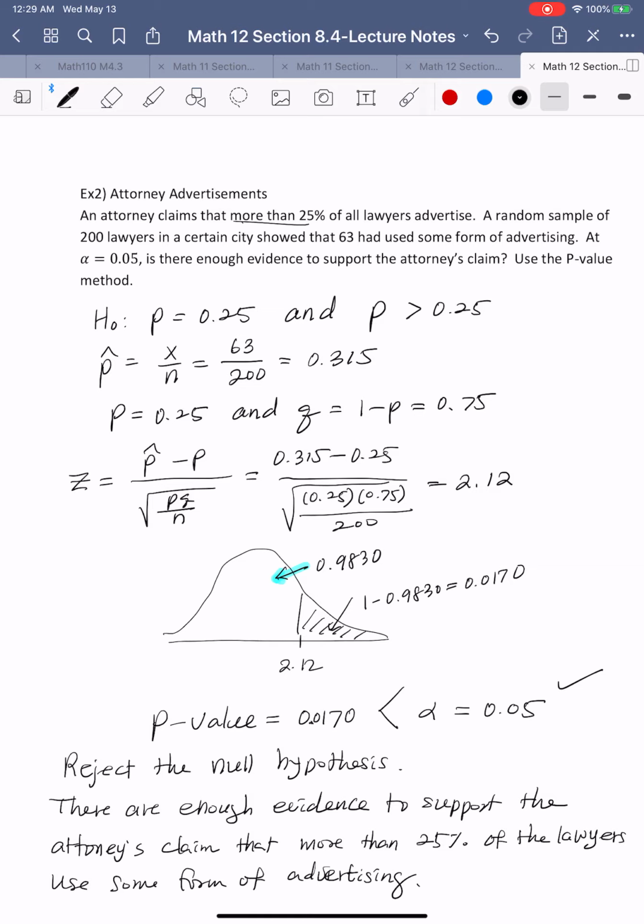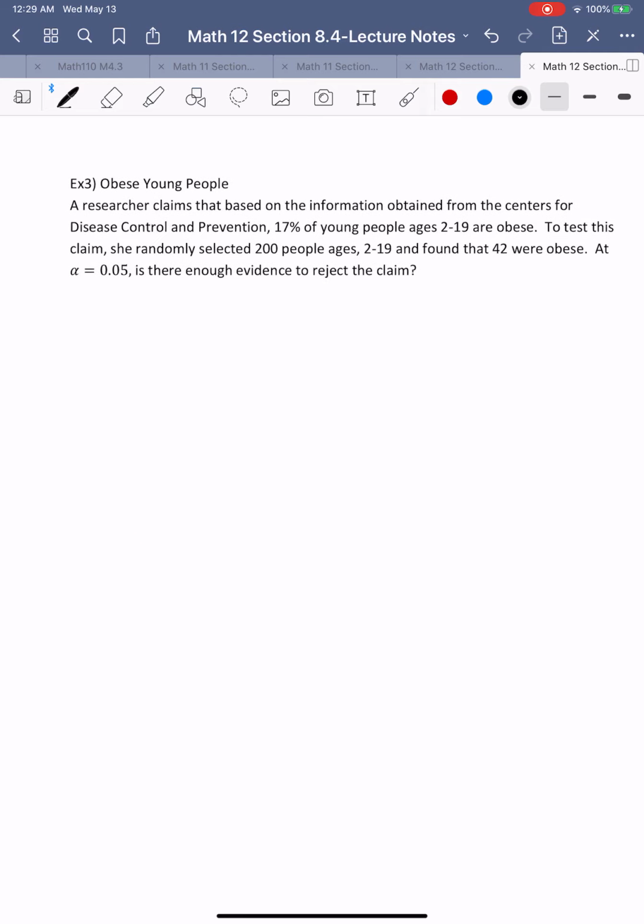Okay, all right, let's do the last problem. Obesity in young people. A researcher claimed that based on information obtained from the Centers for Disease Control and Prevention, 17% of young people aged 2 to 19 are obese. To test this claim, she randomly selected 200 people aged 2 to 19 and found that 42 are obese. At alpha equal to 0.05, is there enough evidence to reject the claim?